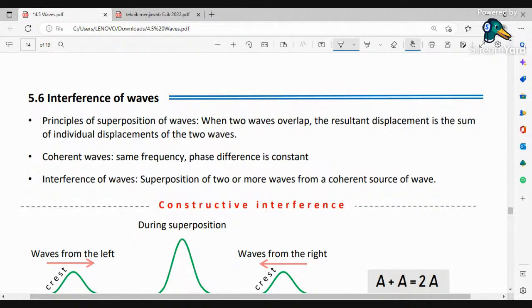Hi everyone. Continue our lesson on chapter 5 waves. So now I will discuss topic 5.6 interference of wave and also 5.7 electromagnetic waves.